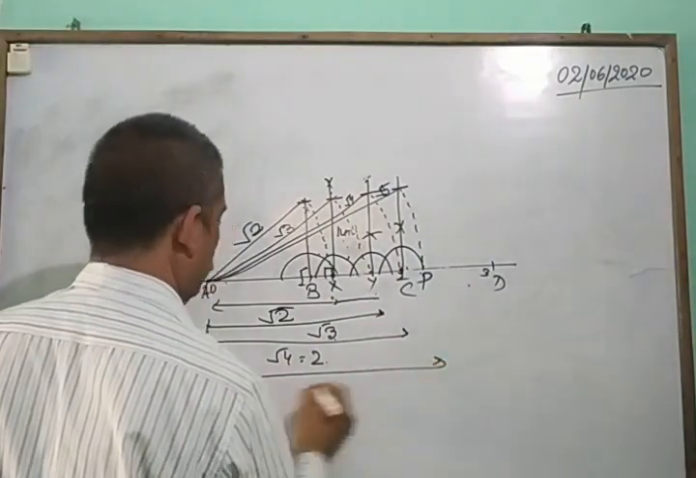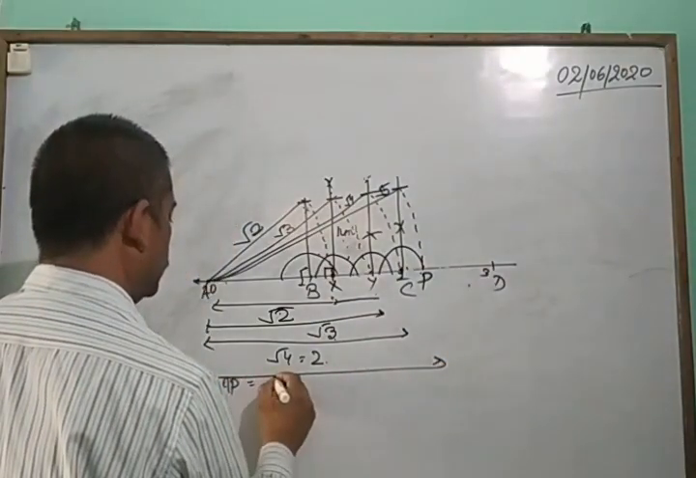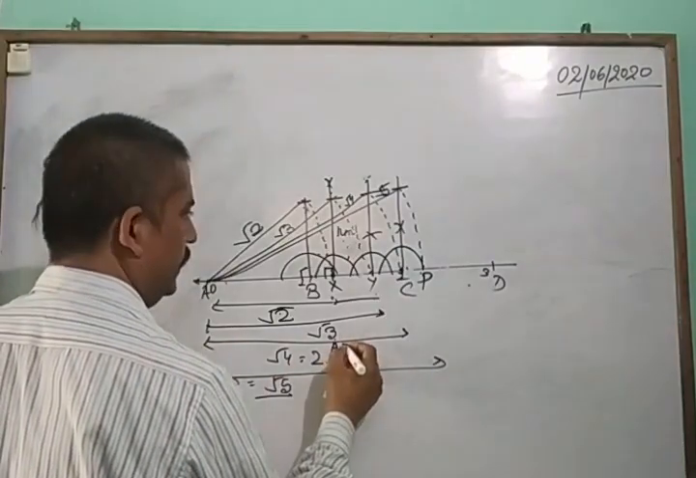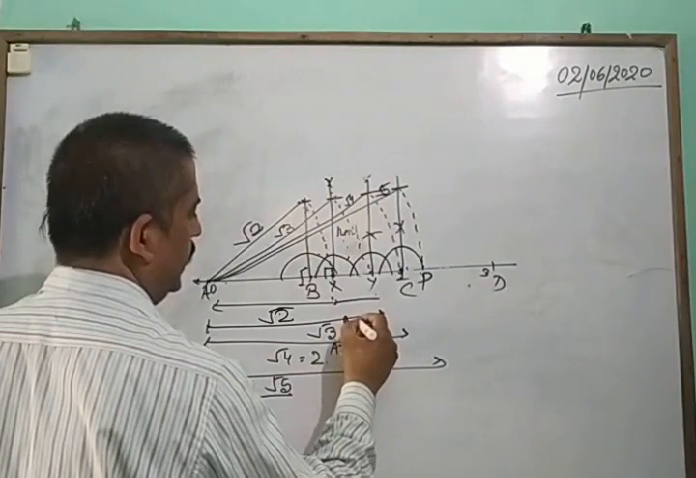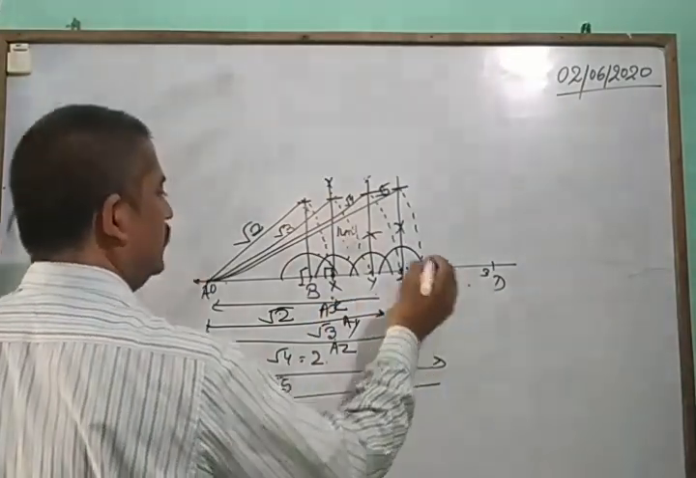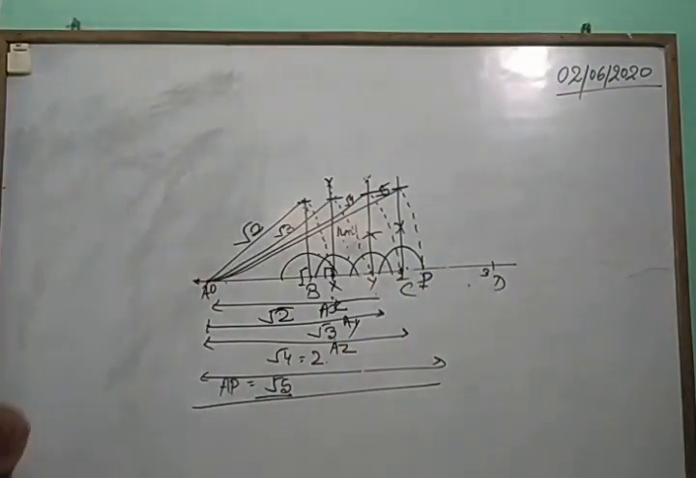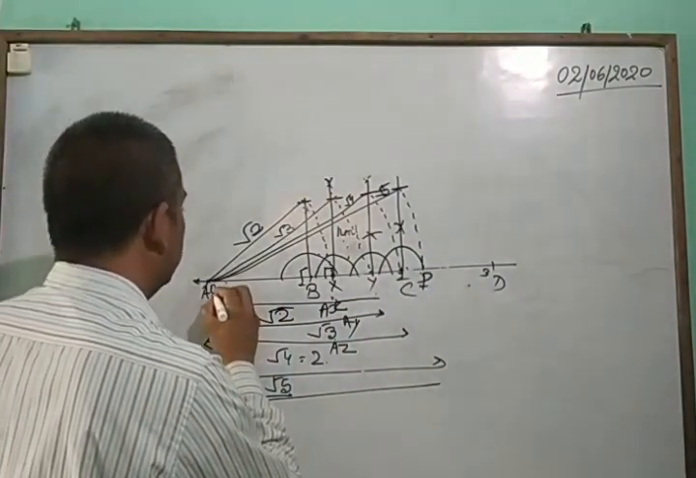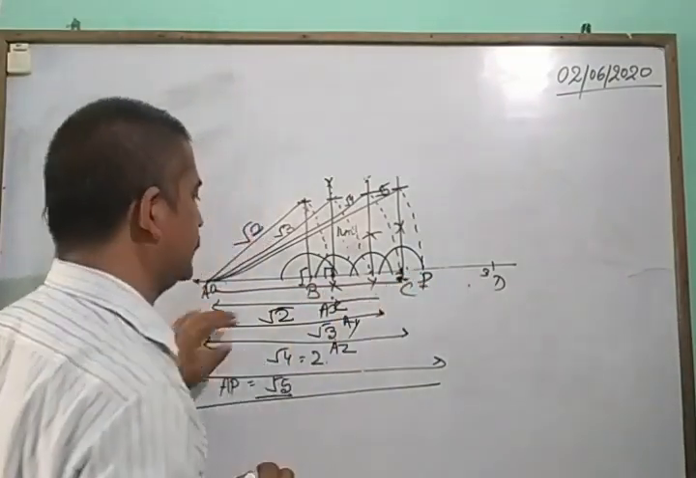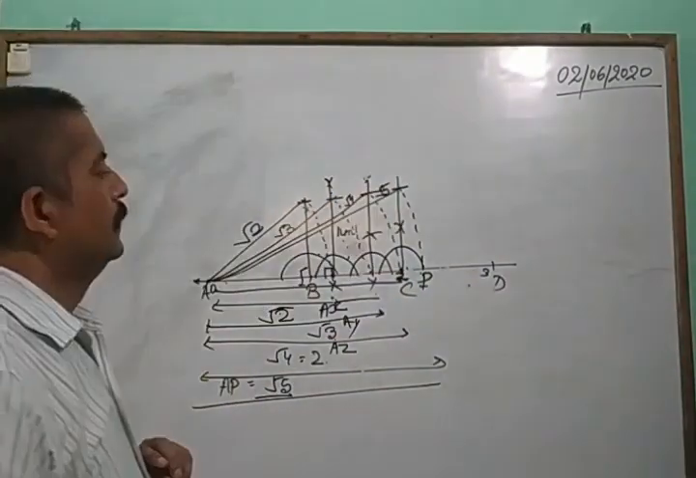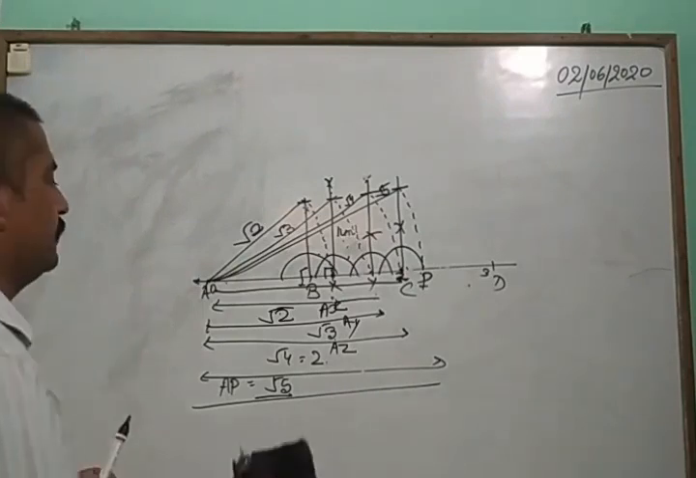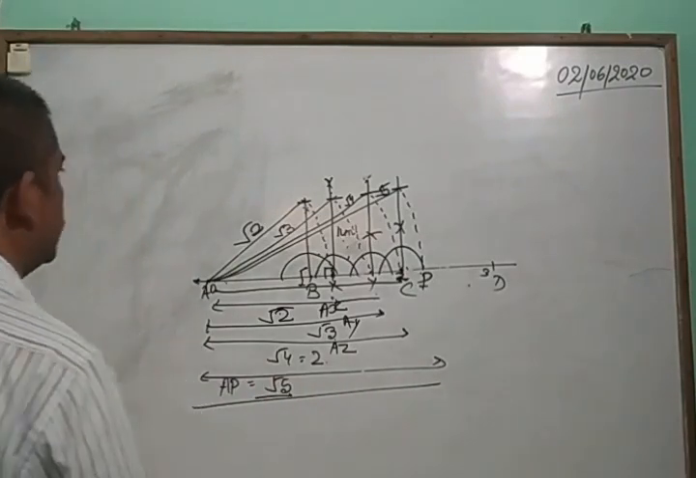So AP is equal to under root 5. That line is AZ, AY and AX. So AP is root 5. So what do we feel? Another method we use: if we take 2 as the base and 1 unit as the perpendicular, we also get root 5. So the third step we also use that.